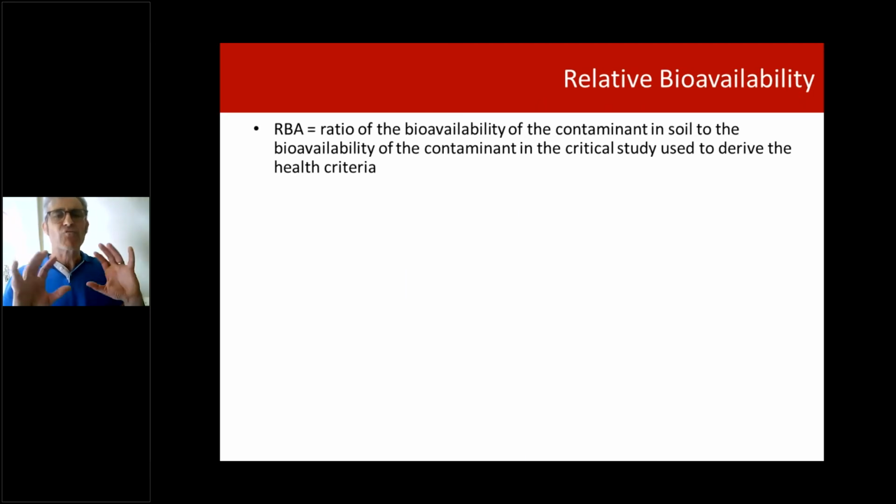So CLEA asks for this relative bioavailability. So it's not just the bioavailability, it's a relative bioavailability. And what that means is it's the ratio of the bioavailability of the contaminant in soil to the bioavailability of the contaminant in the critical study used to derive the health-based guidance value. This is a bit that people often forget. You've got to think about what the bioavailability was in that health-based guidance value.